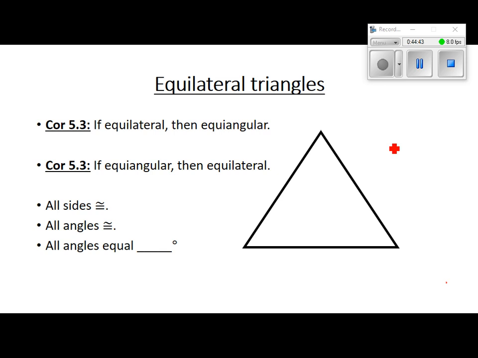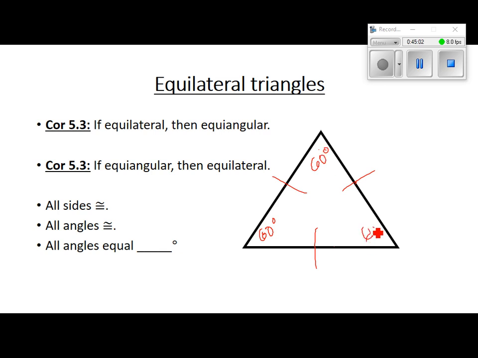An equilateral triangle, again, I don't think this is on your paper. I think I added these two just to go back over them. If a triangle's equilateral, what do you know about all three sides? They're all equal. They're all congruent. What do you know about all three angles if it's equilateral? They're all 60 degrees.